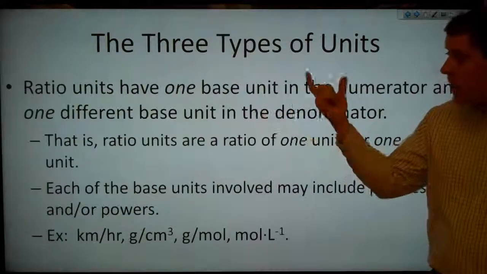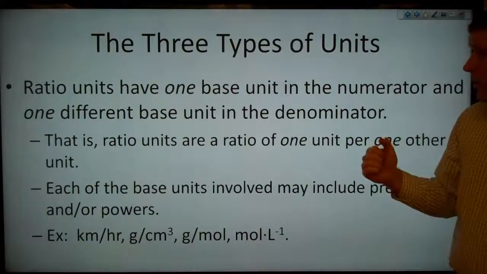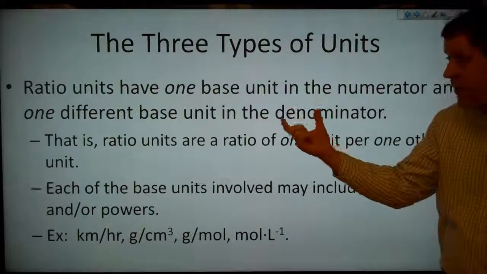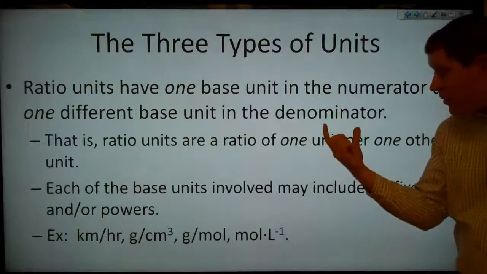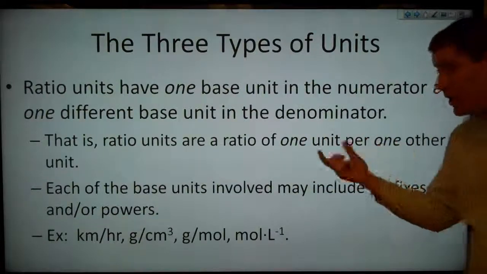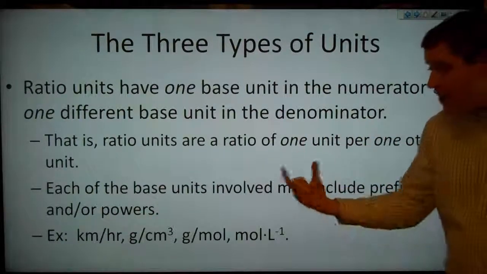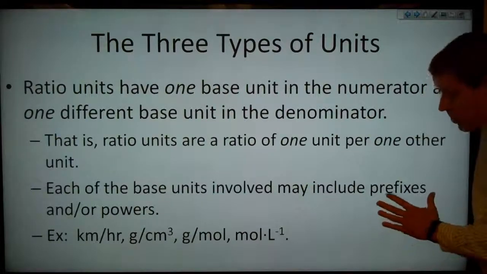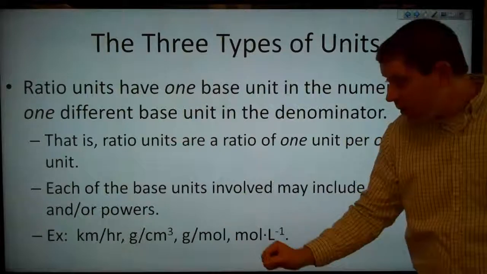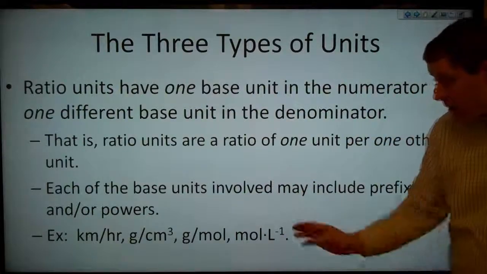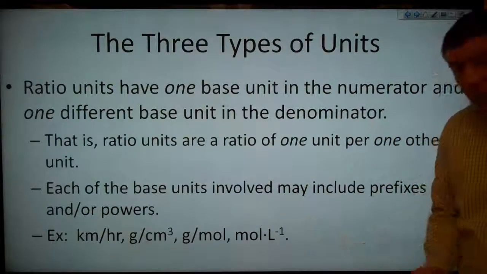So ratio units have one base unit in the numerator and one of a different base unit in the denominator. That is, ratio units are a ratio of one unit per one other unit. And each of the base units involved may include prefixes and or powers. For example, kilometers per hour or grams per cubic centimeter, grams per mole or moles per liter.